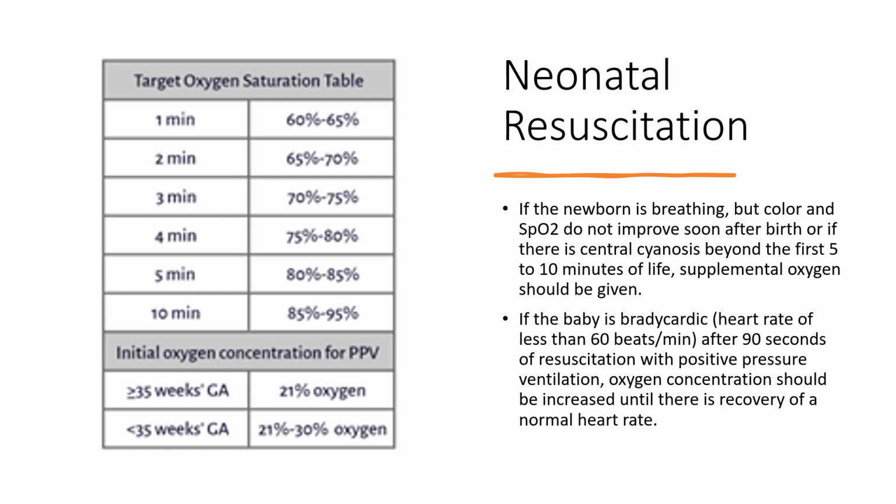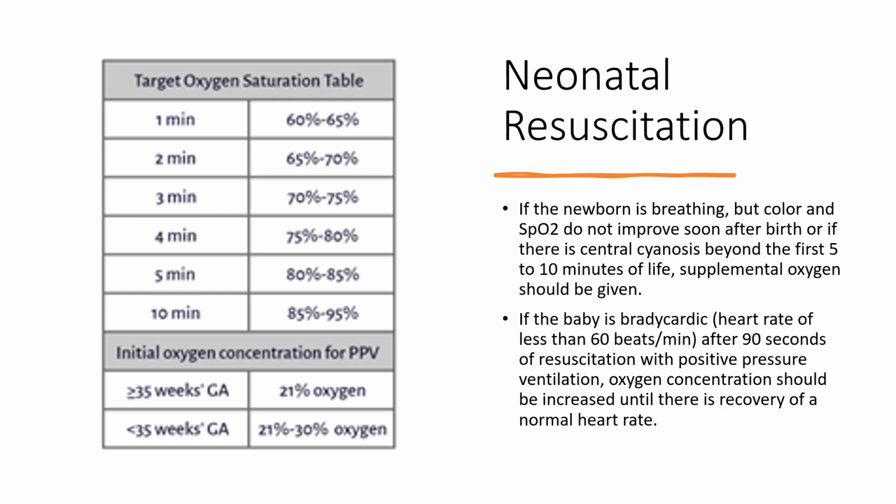And so initially, at 1 minute, if you see the SpO2 at 60 to 65, that's what we're shooting for. That's fine. Don't freak out. At 2 minutes 65 to 70, 3 minutes 70 to 75, 4 minutes 75 to 80, 5 minutes 80 to 85. Around 10 minutes we're really looking to get into normal areas.